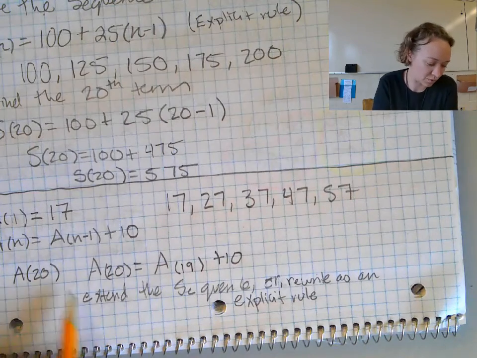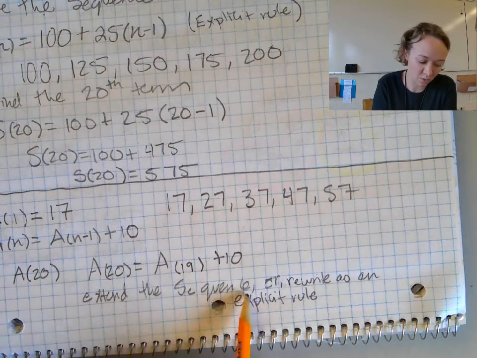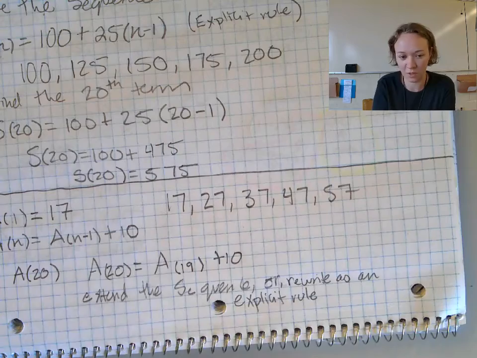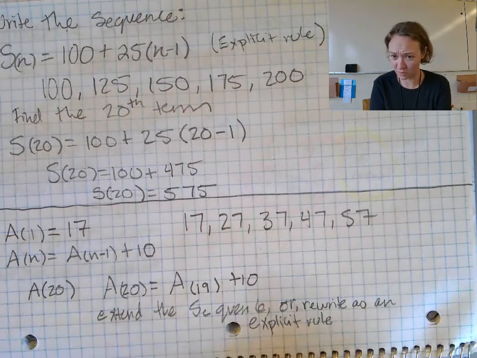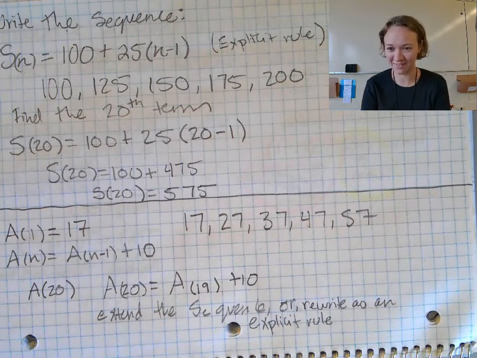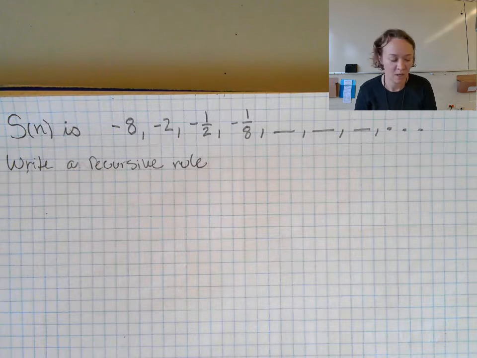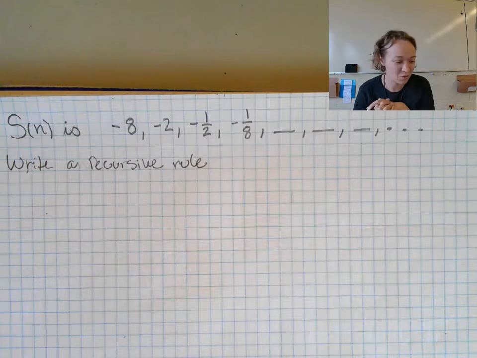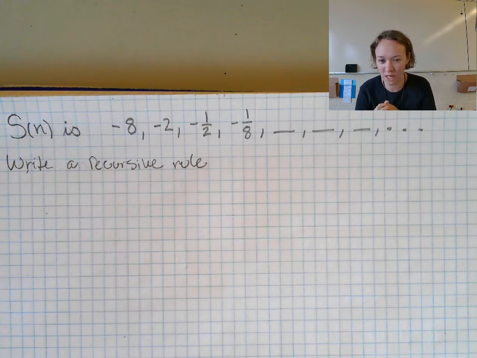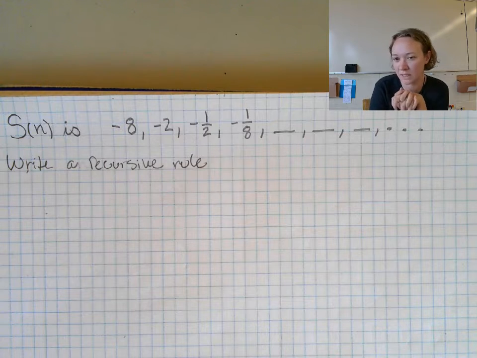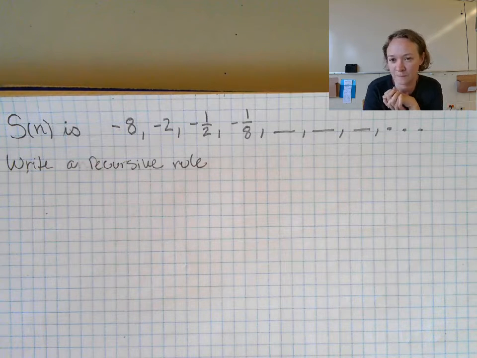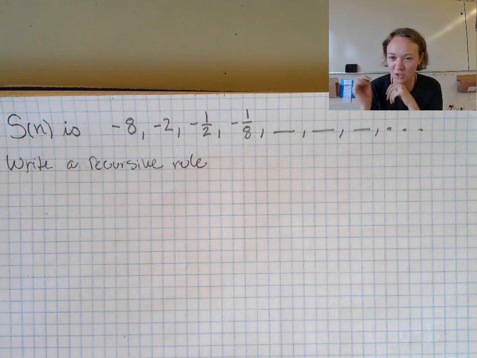So if you're asked to do that, you would need to extend the sequence or just rewrite it as an explicit rule, which wouldn't be too terribly hard for this one. I bet you could figure it out pretty easily. Okay, new sequence. S of n starts at -8, and then -2, -1/2, -1/8. I want you to write me a recursive rule, please. Give it a try. Fill in the missing numbers first. That helps you figure out what the pattern is.